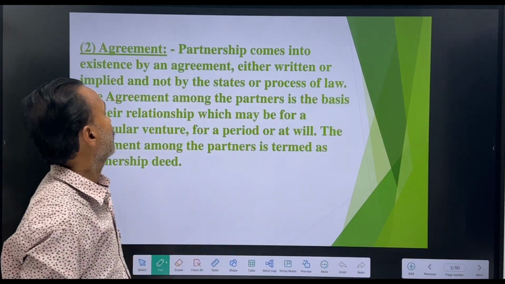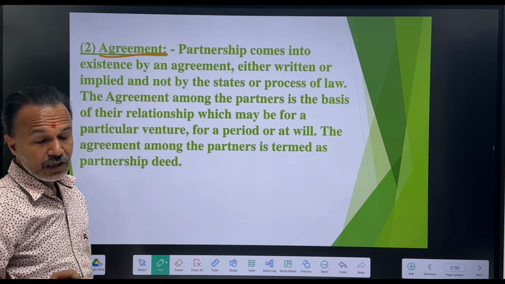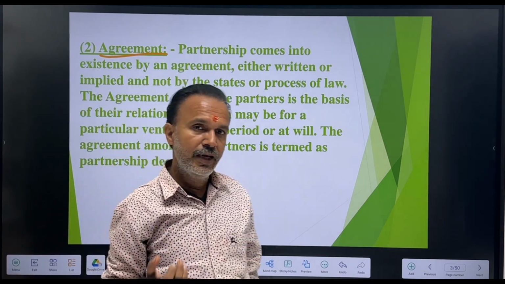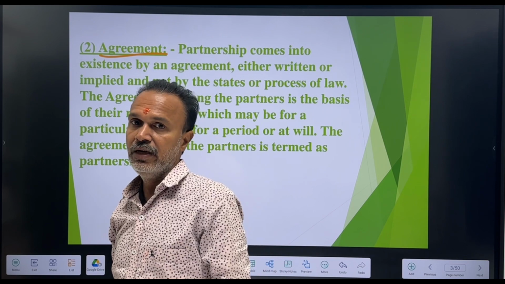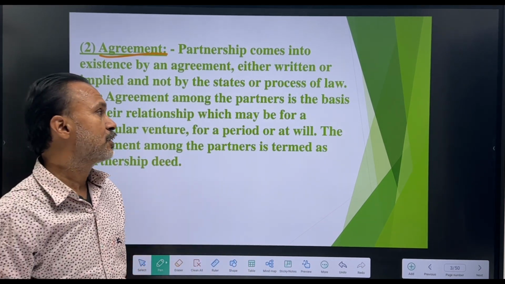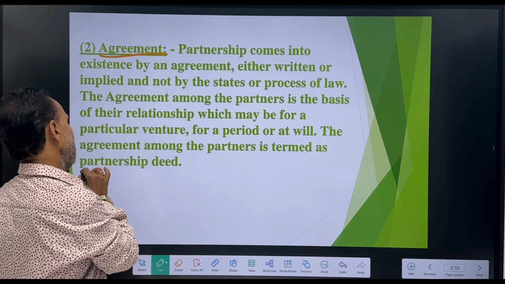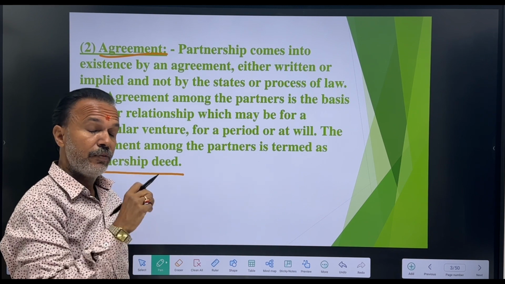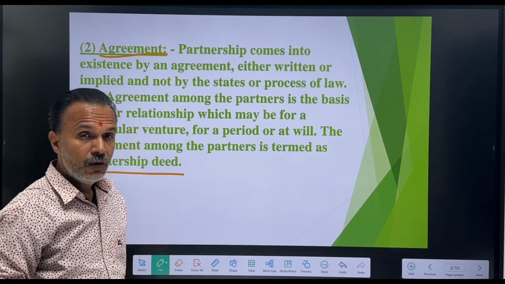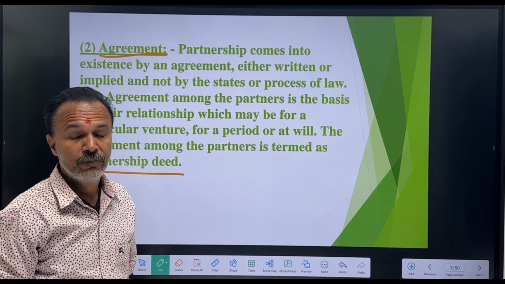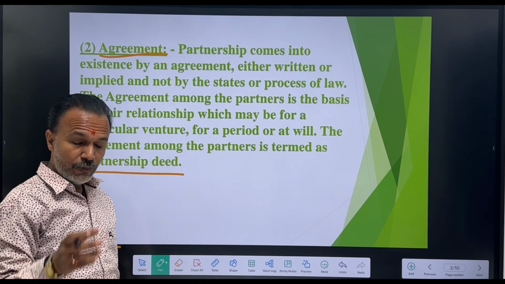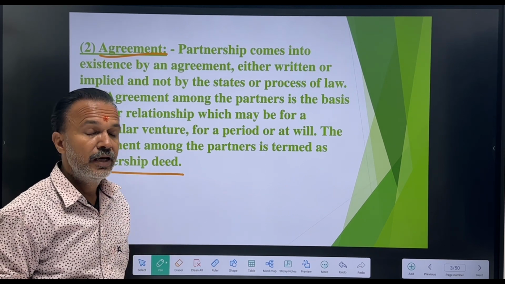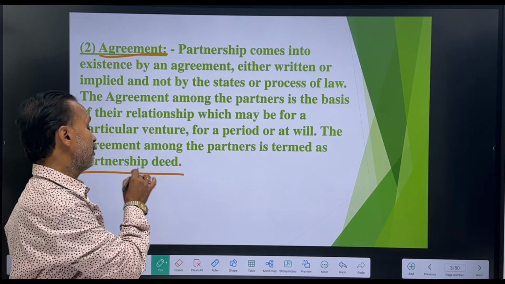Second, agreement. There must be an agreement between partners. This agreement may be oral agreement or may be written agreement. The written agreement between partners is called partnership deed. Written agreement is considered much better in comparison to oral agreement, because oral agreement can create dispute among partners in the future. The written agreement between partners is called partnership deed.